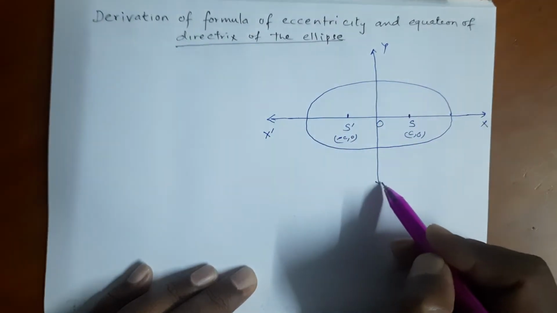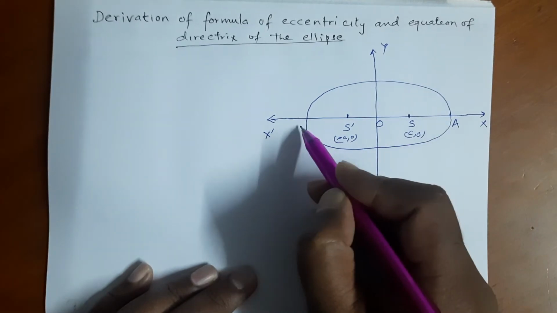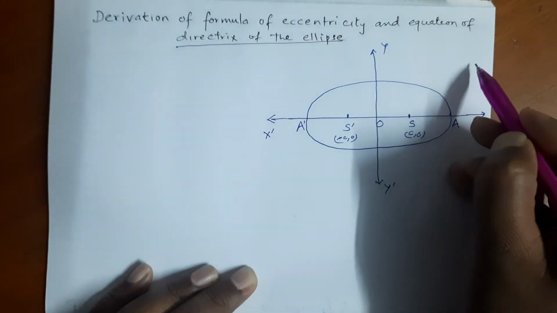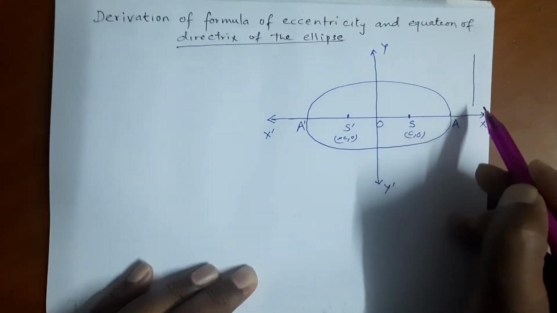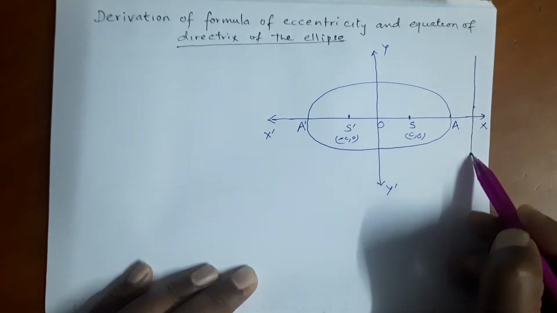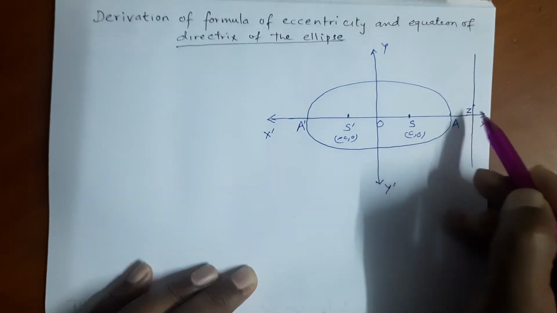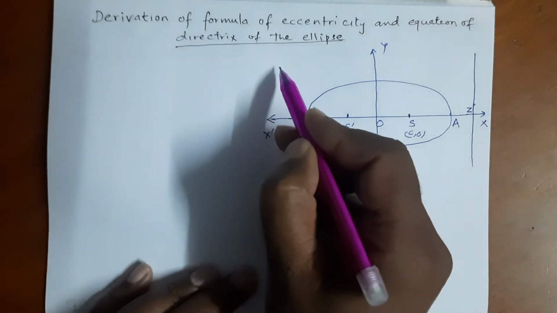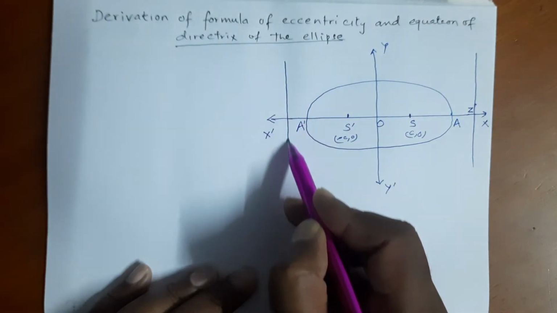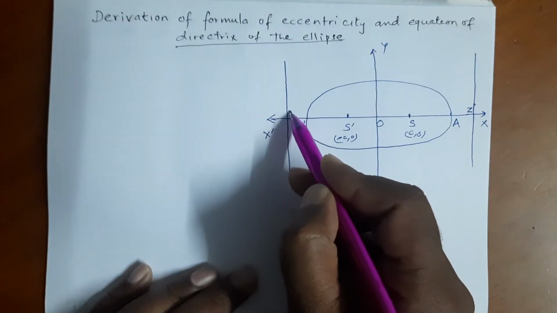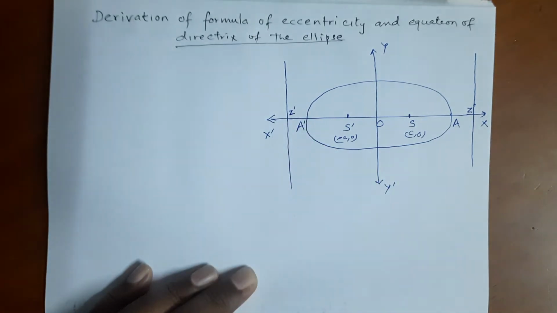Y dash, and these points are the vertices A and A dash, and the directrix is passing through the point Z here, and the other directrix is passing through the point Z dash.